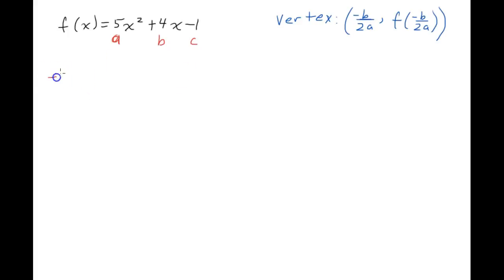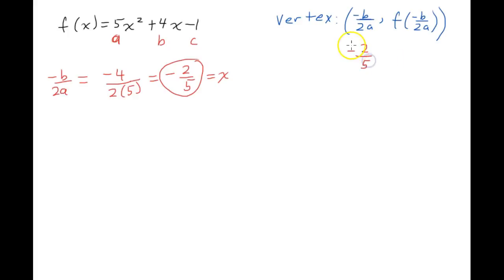Let's evaluate negative b over 2a. So the opposite of 4, so negative 4, and then over 2 times a, or 2 times 5 in this case. That gives you negative 2/5, simplifying that. All right, that's our x coordinate. I'll put equals x, and I'll put it over here also, negative 2 over 5. For our y coordinate, again, we're going to take that value and plug it in for x and evaluate that.